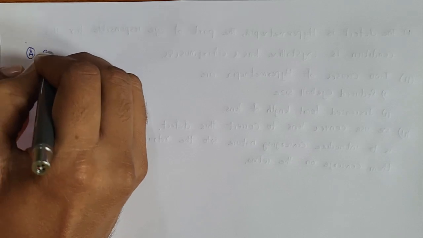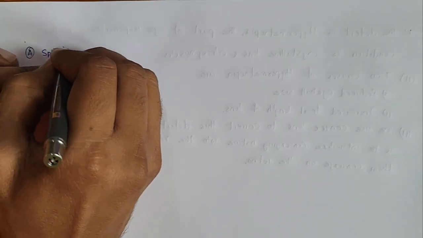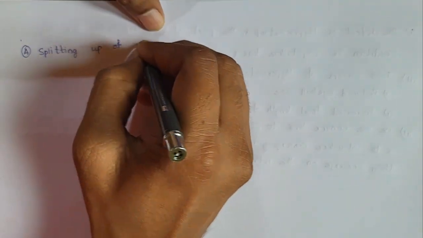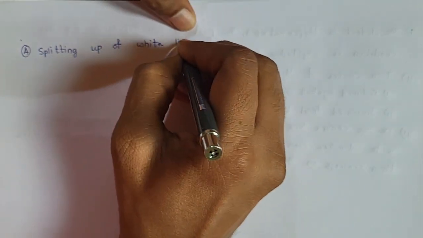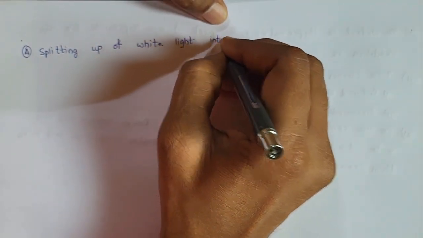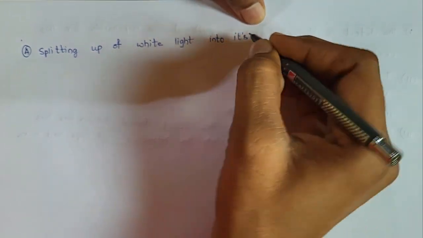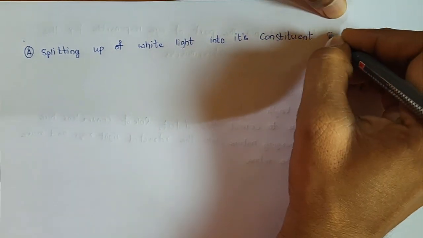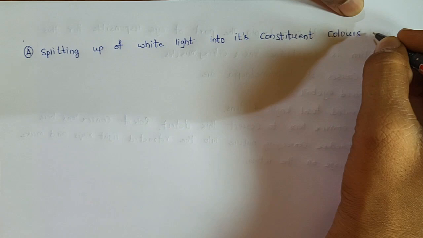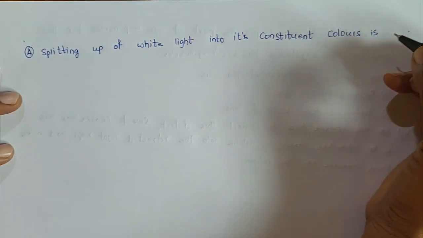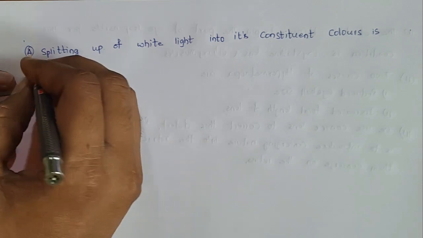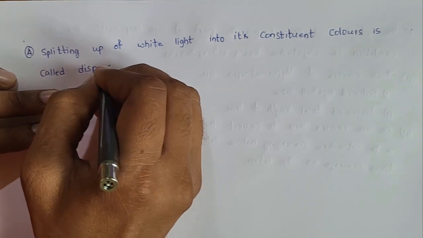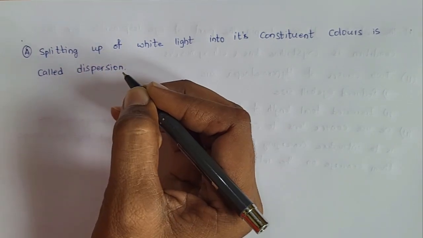Splitting up of white light into its constituent colors is called dispersion. Now, what is the next question they asked?